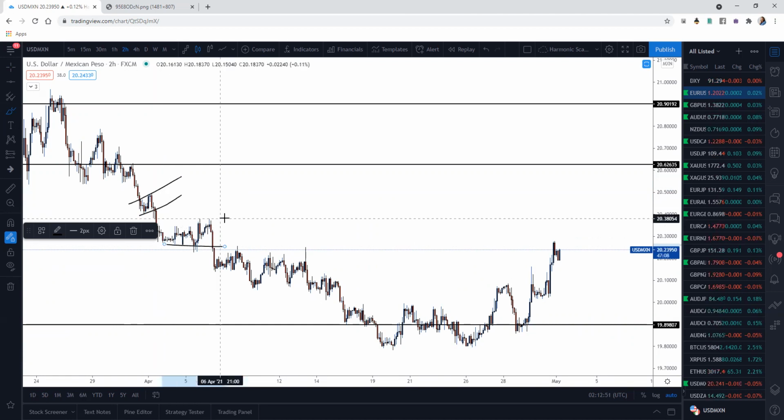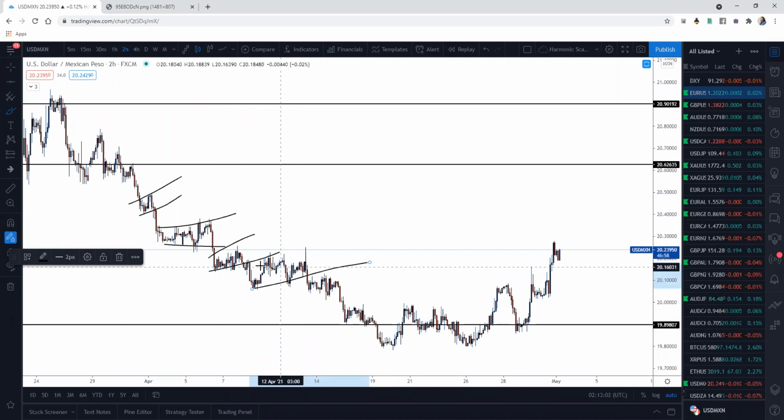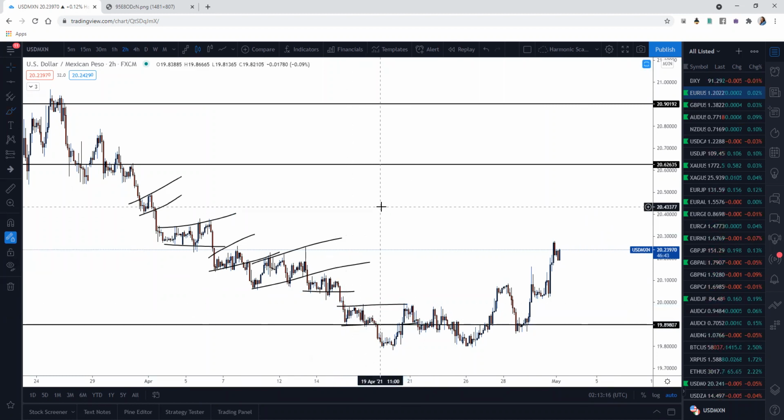Flag, flag, flag. This was such a sweet downtrend. But as I said, the whole idea is to wait for your flag to form.